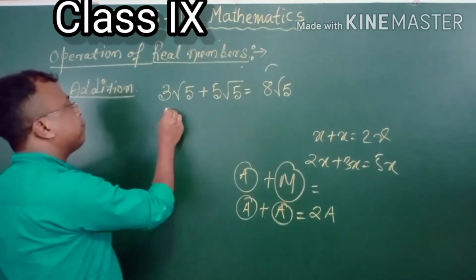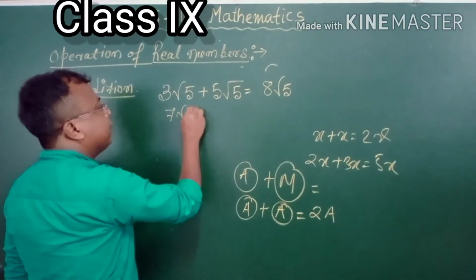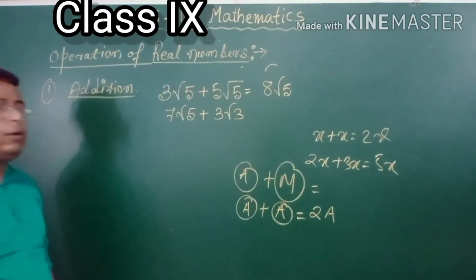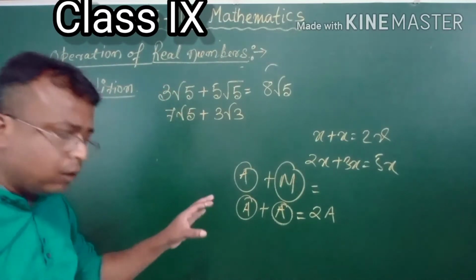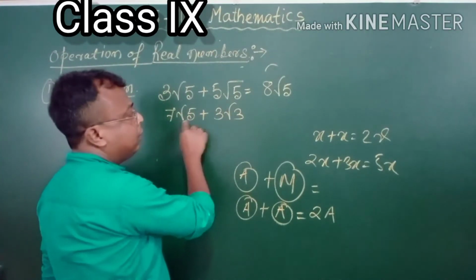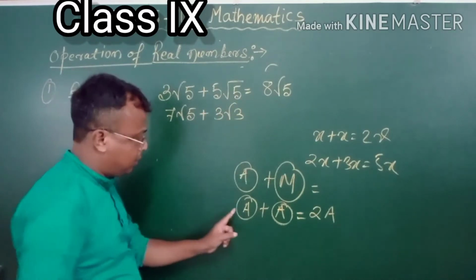7 root 5 plus 3 root 3. We cannot add these two. This will be the answer. You cannot move further because both are different terms. This is root 5, this is root 3.